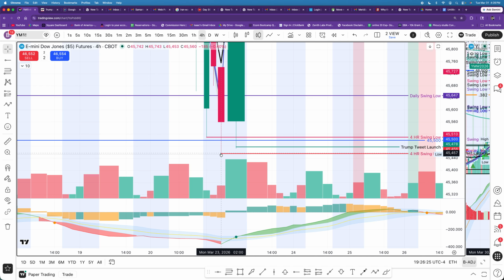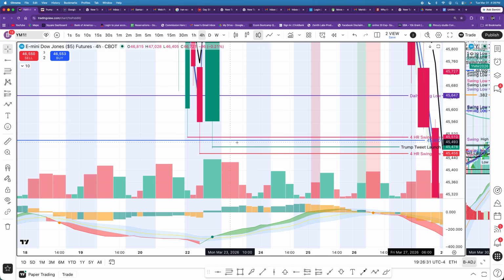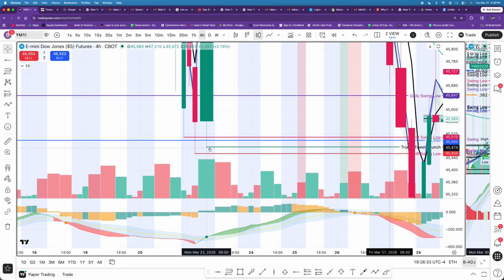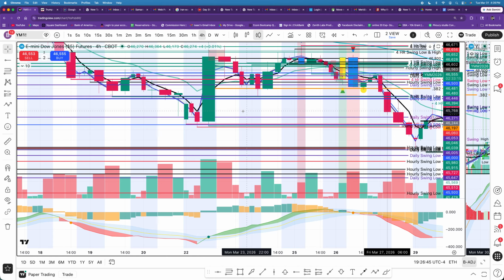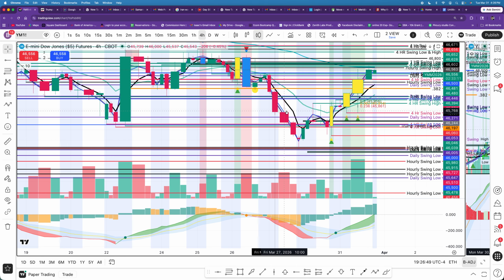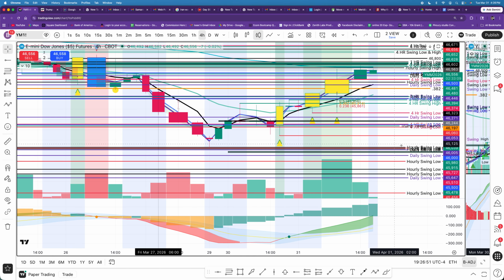Same here. We had a lower candle here with a higher low on the left and a higher low on the right. Okay. This was also the Trump tweet launch point. A week ago on the 23rd at around 7 a.m., Trump put out a tweet that the war was ending, and that caused the market to skyrocket about 1,300 points. Right there, that big green candle. Okay, so anyway, make sure all those 4-hour levels are on here.